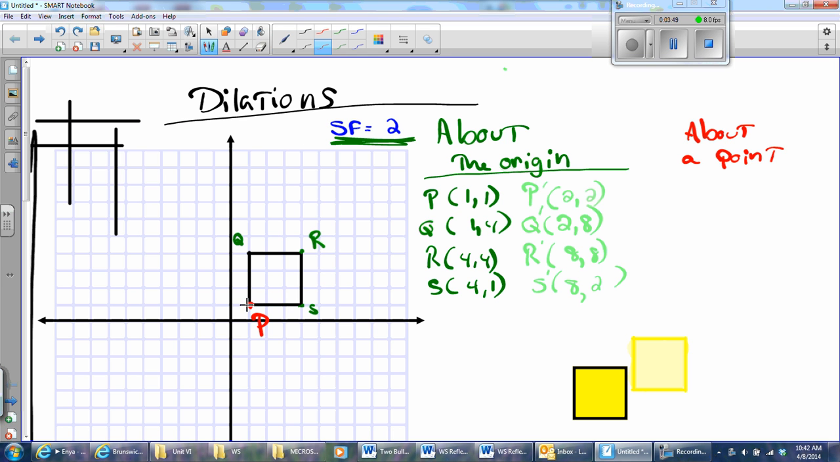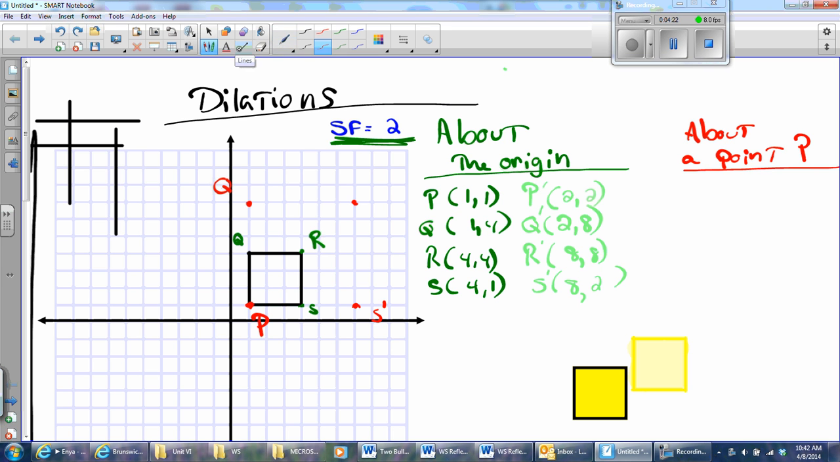And so it's 3 units this way, and the scale factor is 2, so it becomes 6 units. 1, 2, 3, 4, 5, 6. So there's the new S. When I do it about the point P, the point P doesn't move, but the lengths and widths increase or decrease by the scale factor. 4, 6, I believe right there will be the new Q. Now to figure out the new R, I know it's a square, so I can just go right there.